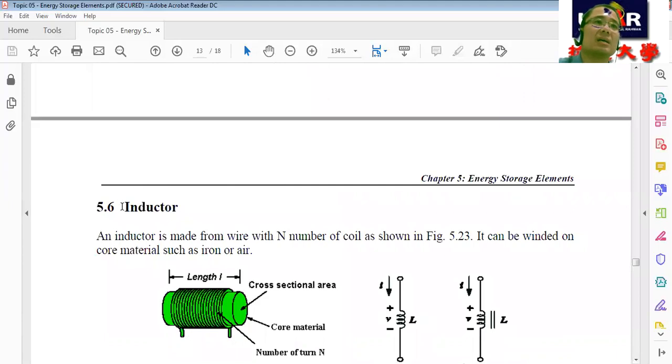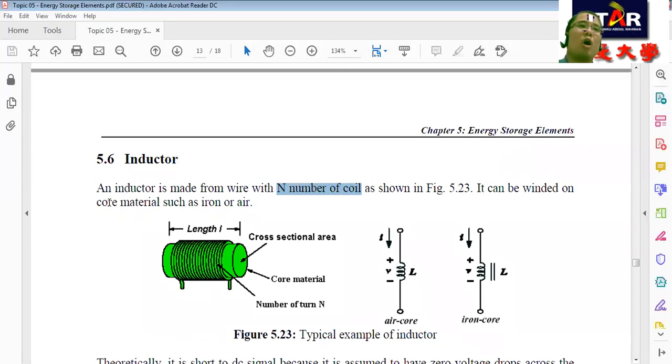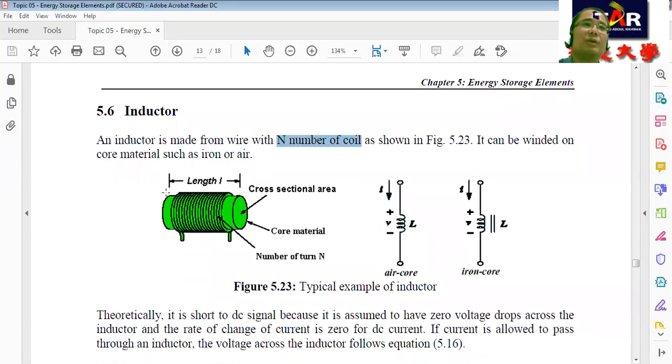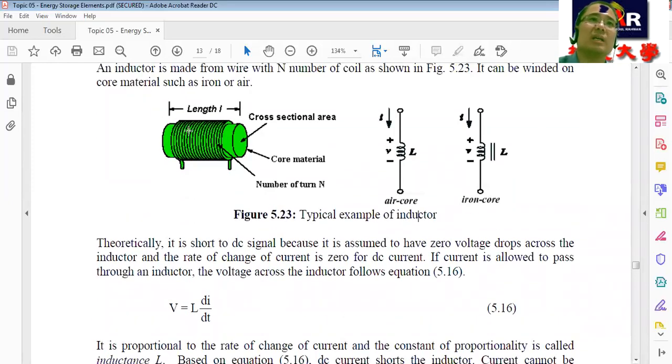Then the inductor. An inductor is a coil, made from wire with n turns, and it can be wound on a core material such as iron or air. The symbol with an air core is this, and with an iron core it is a double line. The voltage across the inductor is V equals L di/dt, where L is the inductance.